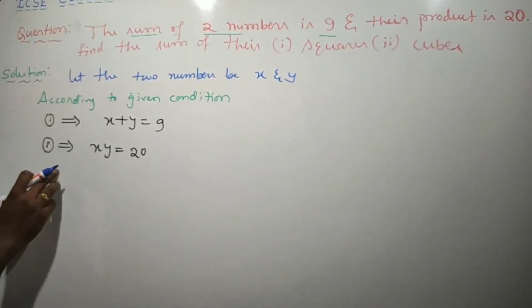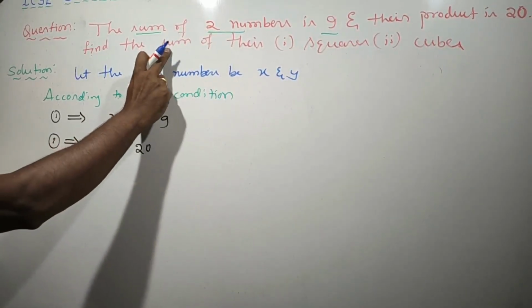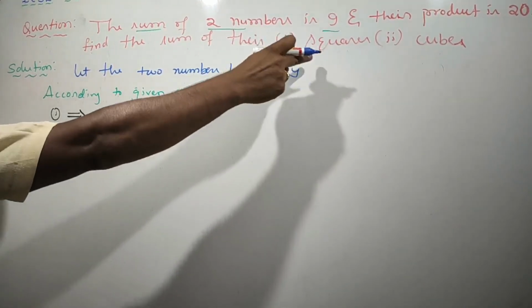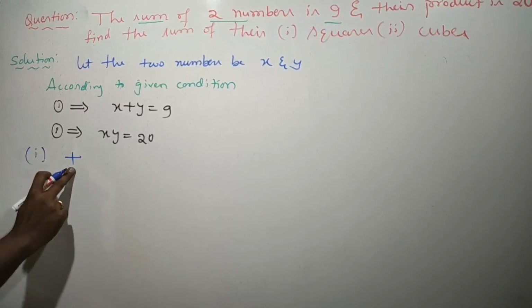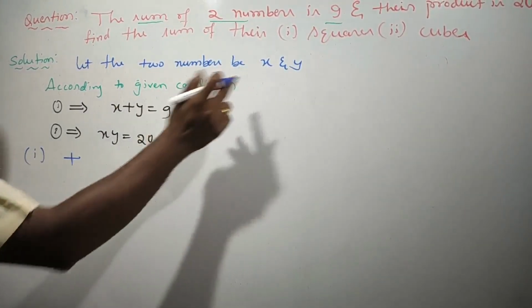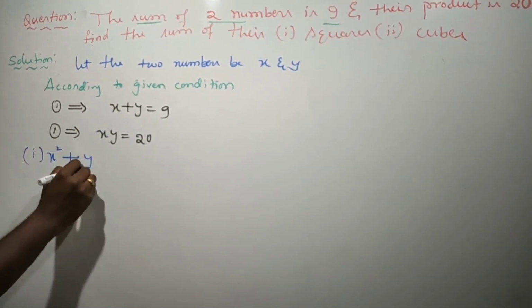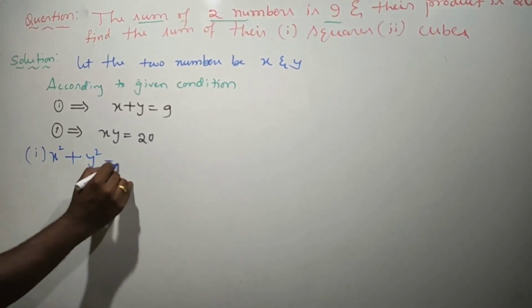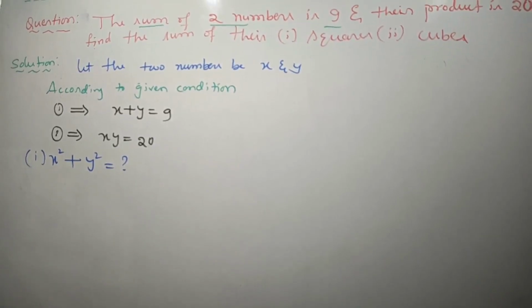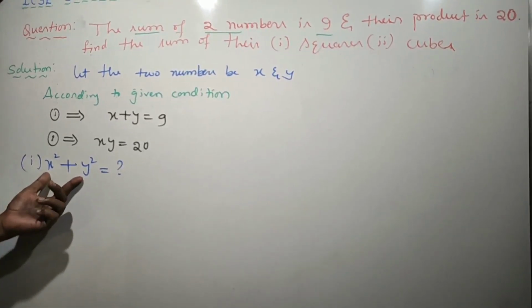So, now, children, case number 1, what is there? Sum of their squares. See, case number 1, addition of these two squares, means x square and y square. Sum of their squares value I want, children. This is case number 1. How to find this value? Very easy.